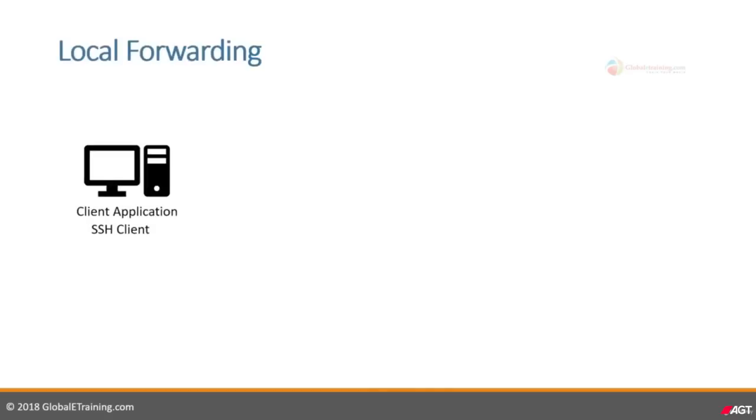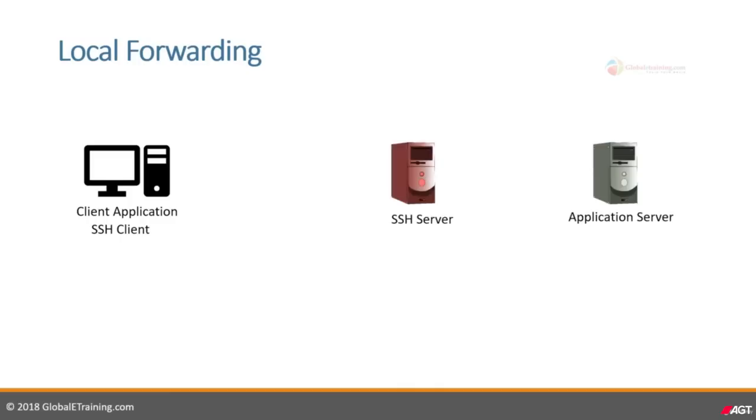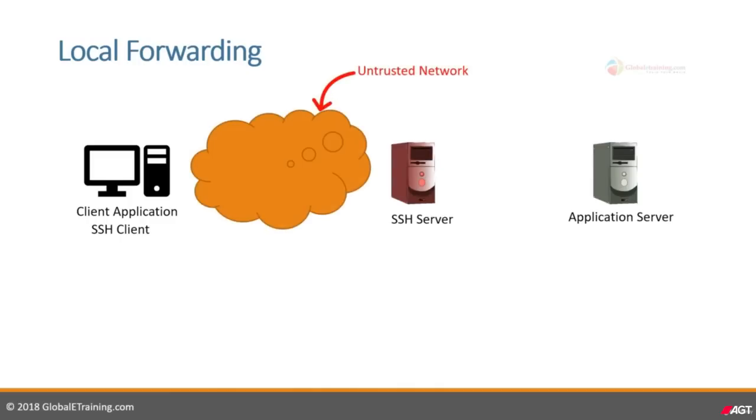We have a client application running on a machine on the left hand side, and then we have the application server, and then we have an SSH server sitting right in the middle, which will act like a jump server. And by the way, you will also have the SSH process or daemon running on the application server as well.